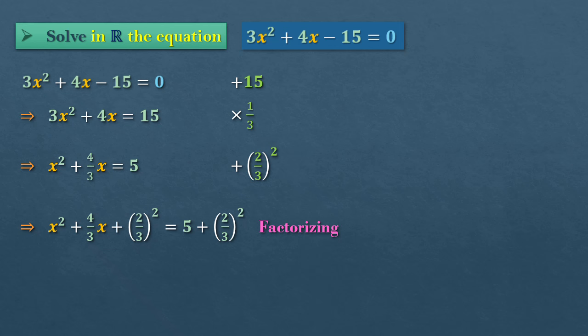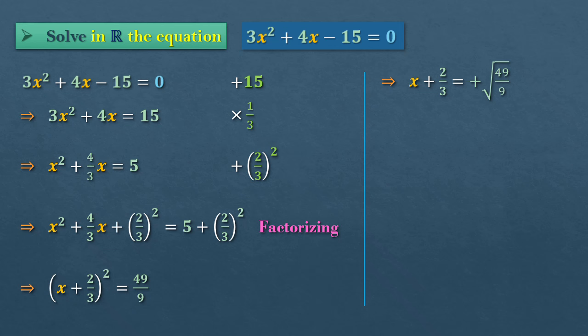After adding the terms on the right-hand side, we obtain (x + 2/3)^2 = 49/9. This equation implies two possible cases. Either x + 2/3 = +√(49/9). This leads to x = 7/3 - 2/3 = 5/3.